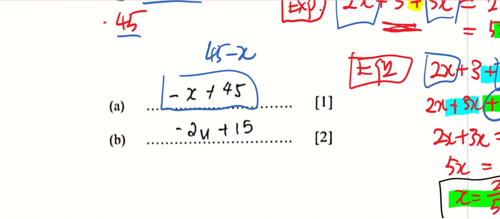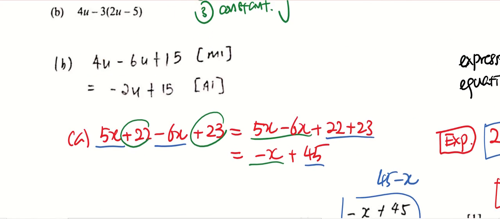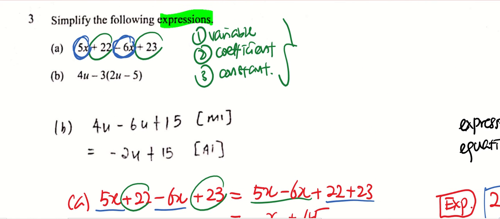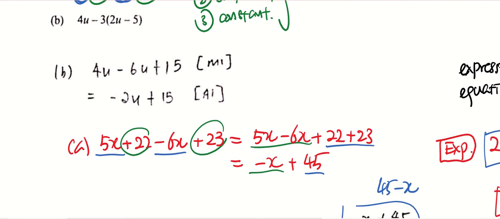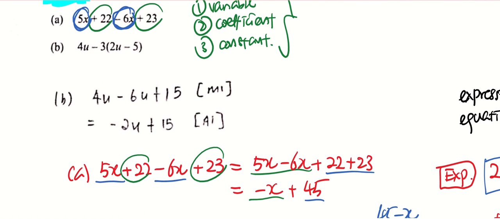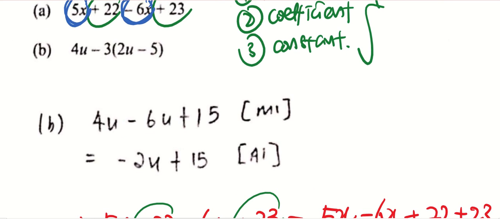Moving on. For part B, again, this is still simplifying an expression. Therefore, I say the word simplify over here. Simplify the expression. Here, I think a lot of you don't really know what to do. When you see a bracket in the expression and a number or something else in front of the bracket, it is understood that this means -3 times (2u minus 5). It is understood that there is a times in between.